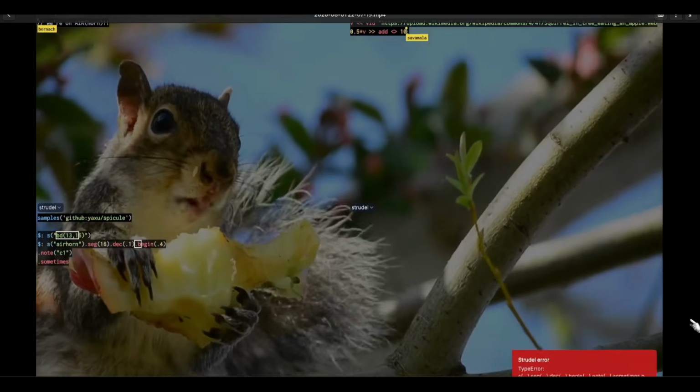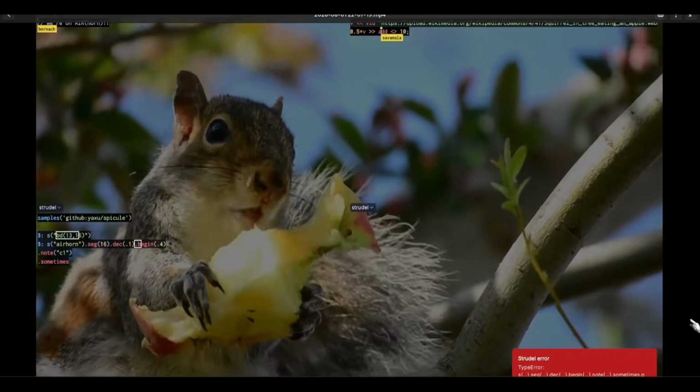Look at that beautiful squirrel. Bob Ross would be proud.